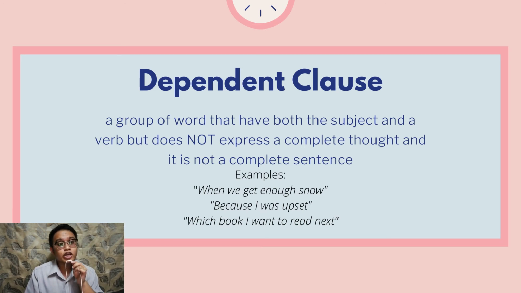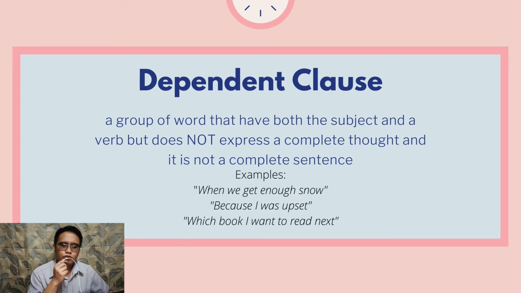And it is not a complete sentence. A dependent clause, kinahanglan kuyugan niya ang usa ka independent clause para makahimo siya og meaning. Let's say, for example, here, when we get enough snow. I know we don't have snow, but another example, when we get enough snow. Like, okay, so, when we get enough snow, what man?